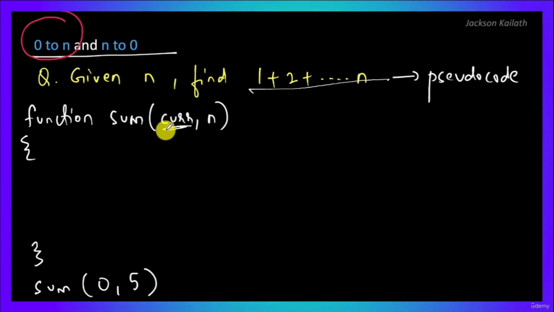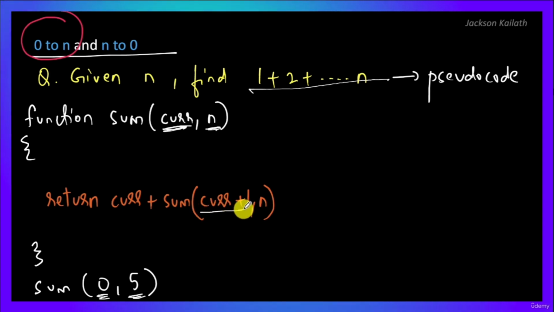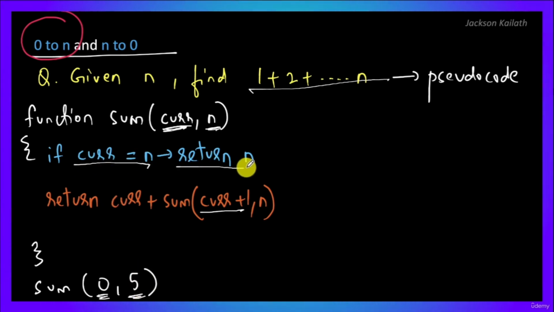Now, let's say I have a function and I call it sum, and I have the parameters, the current sum and n over here, and I'm passing the initial sum as 0 and I want to add up till 5. So 0, 5 are my inputs, and then the recursive case is that I'm just gonna return cur plus sum of cur plus 1 up to n. Okay, and again let's draw out the recursion tree for this, and the base case is gonna be that if I reach 5, if cur is equal to n, and in this case that's 5, then I'm just gonna return n.